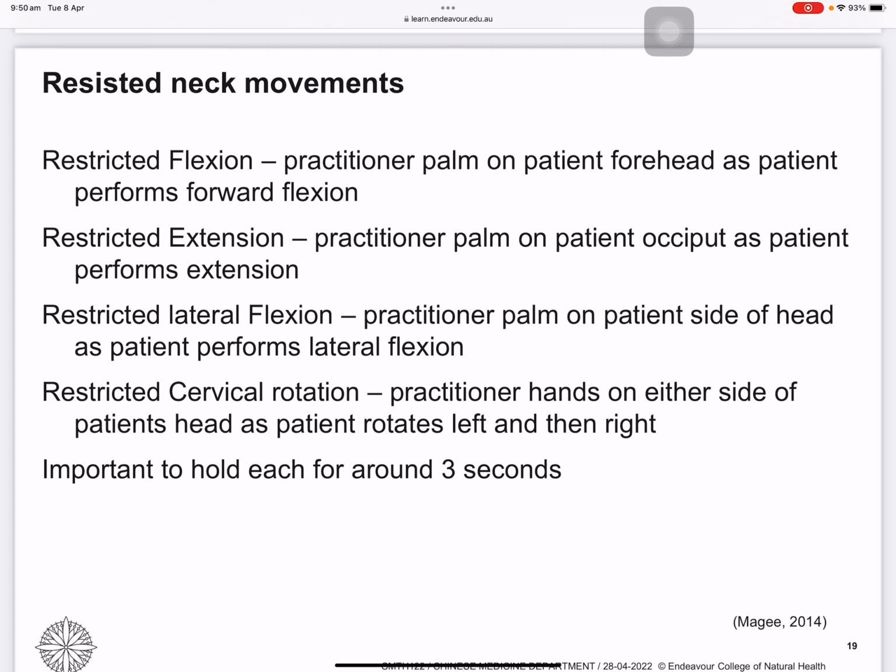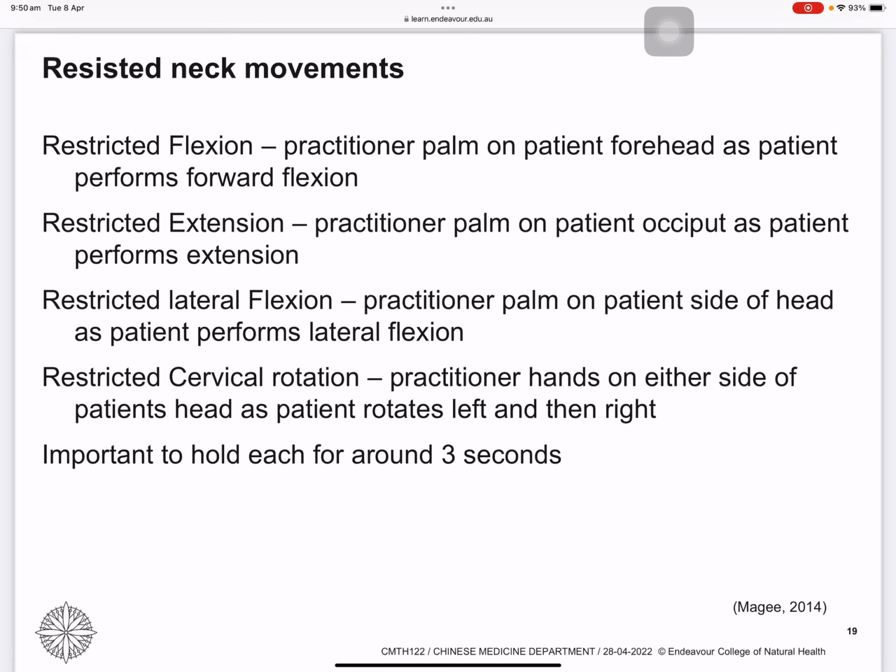And this one as well, on the rotation. So normally we put the hand on both sides to see the rotation. And then the lateral flexion. Check. Usually, each side will be held for about 3 seconds.